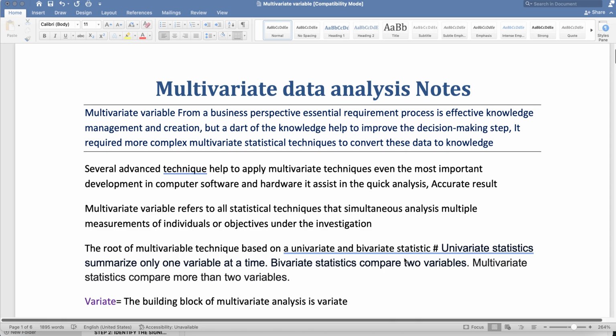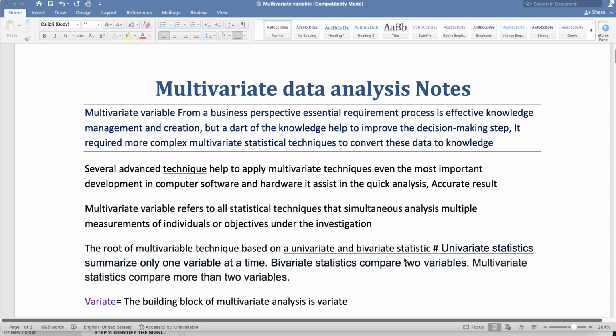We'll talk about multivariate data analysis. From a business perspective, an essential requirement of the process is effective knowledge management and creation. Data help to improve the decision-making step. It requires more complex multivariate statistical techniques to convert this data to knowledge. Several advanced techniques help to apply multivariate techniques.